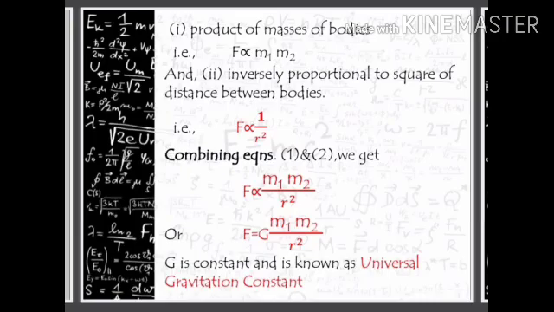It can be written as F is proportional to m1 m2 divided by r square, or F is equal to G m1 m2 divided by r square, where G is known as the universal gravitational constant. It is a constant whose value is 6.67 into 10 raised to power minus 11 newton meter square per kilogram square.